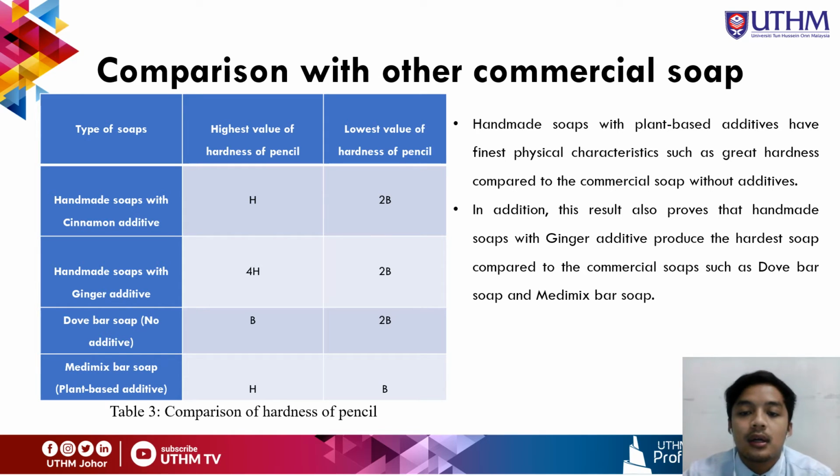Okay, because the handmade soap with plant-based additive has the finest physical characteristics, such as great hardness compared to the commercial soap without additive. This is because the handmade soap with additive has a higher value of H compared to the commercial soap. And this result also proves that the handmade soap with ginger additive produces the hardest soap compared to the commercial soaps such as Dove bar soap and also Medimix bar soap.